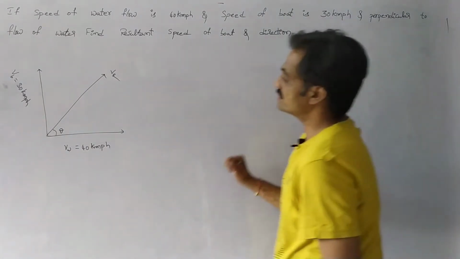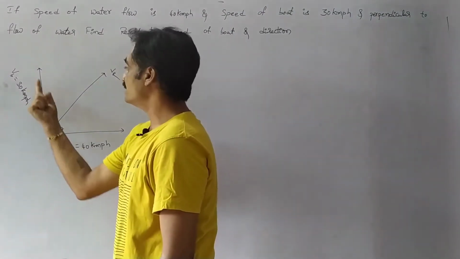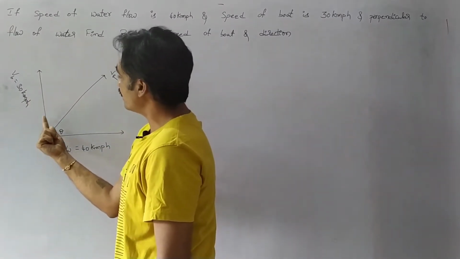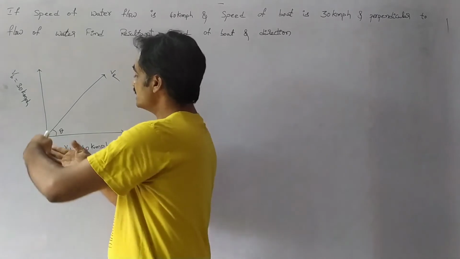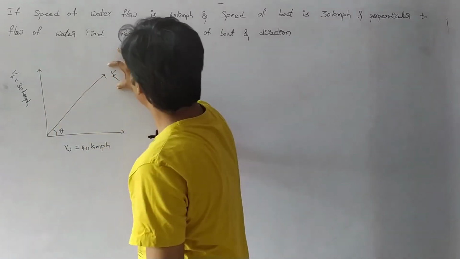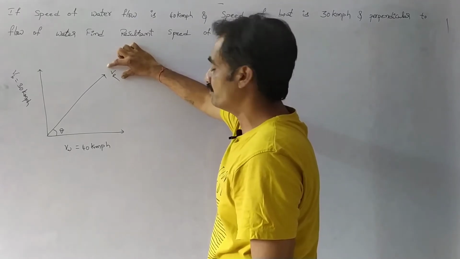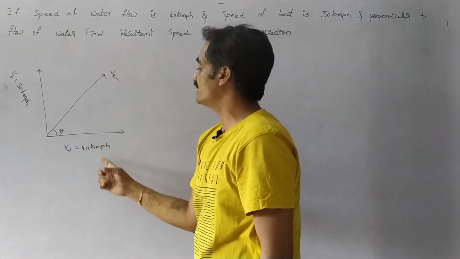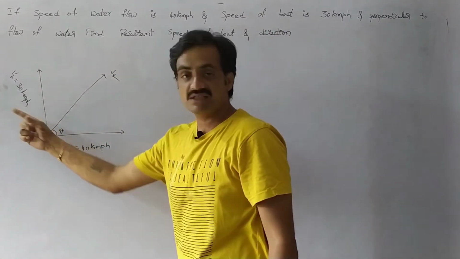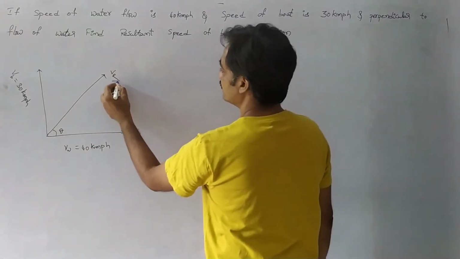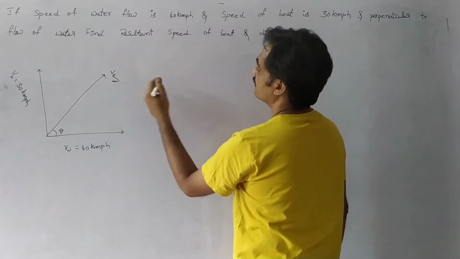In order to find this, observe that as the boat is traveling perpendicular to the flow of water, it cannot travel perpendicularly, it changes its path. So here V suffix R represents the speed of the boat, in which it is moving based on this speed as well as this speed. So here we are going to apply the resultant speed based on Pythagoras theorem.